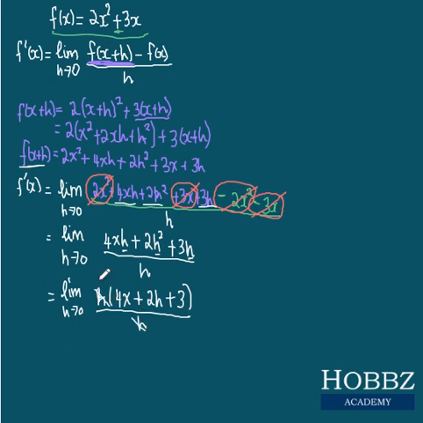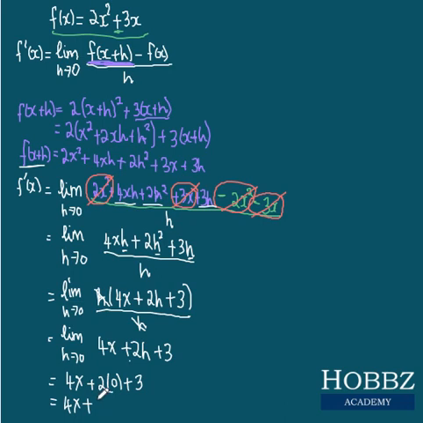So this now cancels off. Now you have the limit as h approaches 0 of the function 4x plus 2h plus 3. Can we now put 0 without making this undefined? Yes, we can, because now we can put 0 in for h: 4x plus 2 times 0 plus 3. What is 2 times 0? 2 times 0 is 0. So we are left with 4x plus 3.